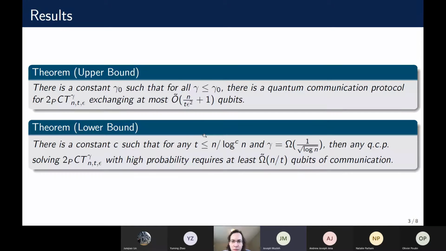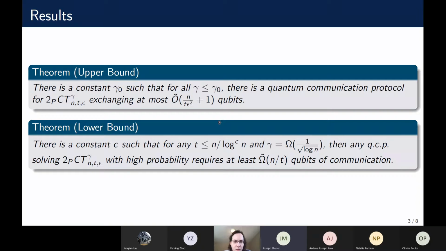And so their two main results here are an upper bound, so that there exists a constant gamma naught such that for any gamma less than gamma naught, there's a quantum communication protocol for two-party closeness testing in n, t, epsilon, and gamma that exchanges at most n over t epsilon squared plus 1 qubits, up to polylog factors. And they also have a lower bound, which similarly requires that there essentially be a constant c such that for any number of samples t less than n log^c n, and parameter gamma bounded below by 1 over log n, and a quantum communication protocol solving this two-party closeness testing with high probability, any such algorithm solving that problem will require at least n over t qubits of communication.